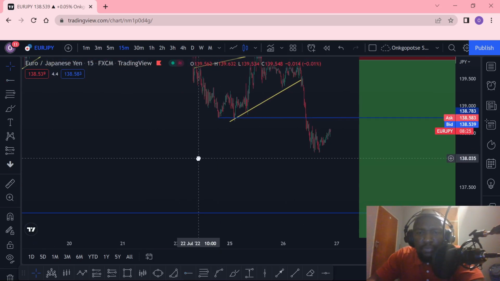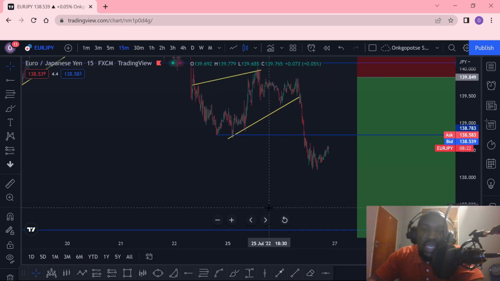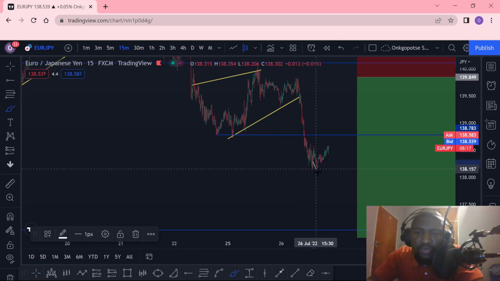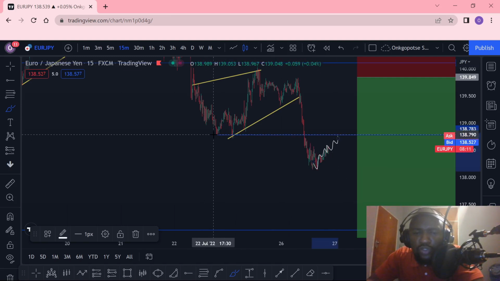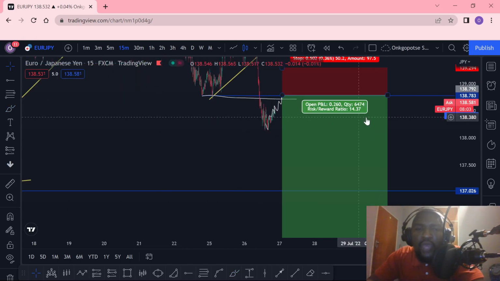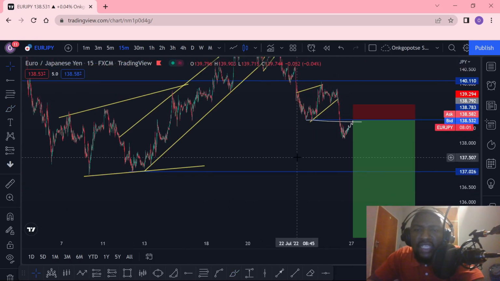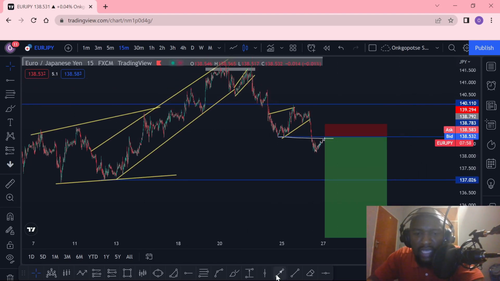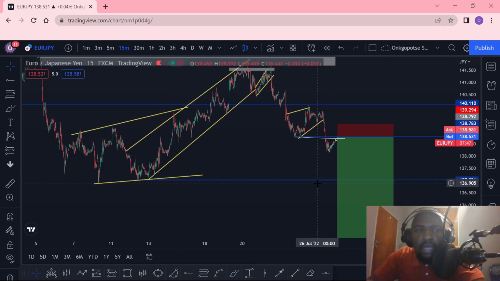So this is this beautiful low that we have right here, and we can anticipate that we need to see price shape up towards this beautiful high and towards this beautiful low right here. So from this beautiful moment, we can simply see that that's when we can take ourselves in, because price has already moved towards the downside. However, the market has already broken out of this structure below, so we are looking to shape up nicely towards the downside on EURJPY.